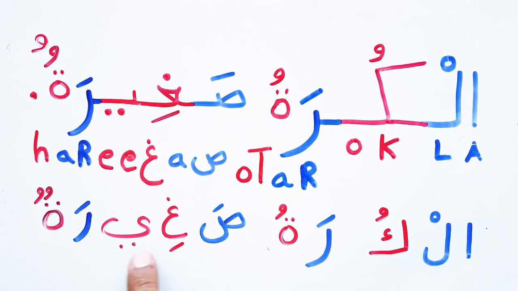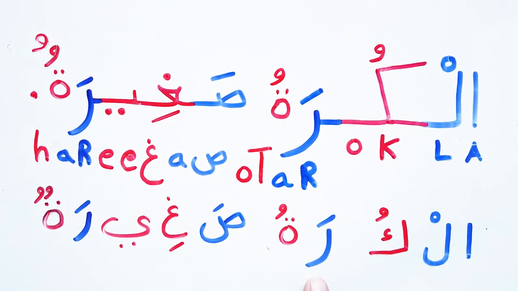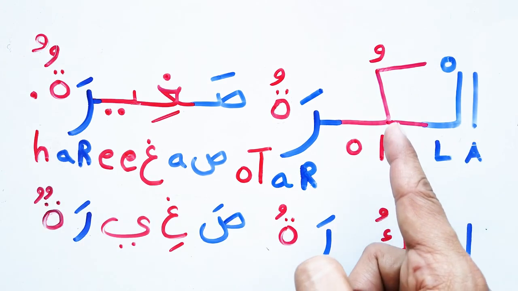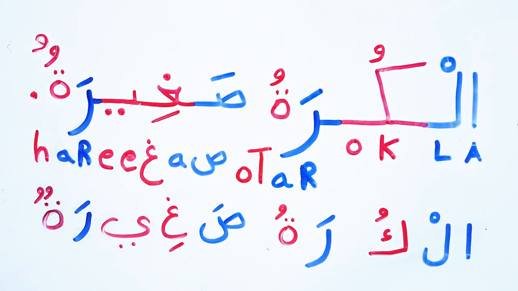الكرة صغيرة. الكرة صغيرة. I pronounce it like H because I paused here. الكرة صغيرة.